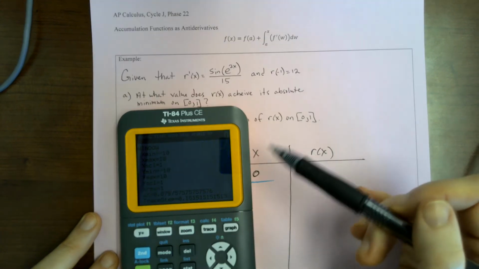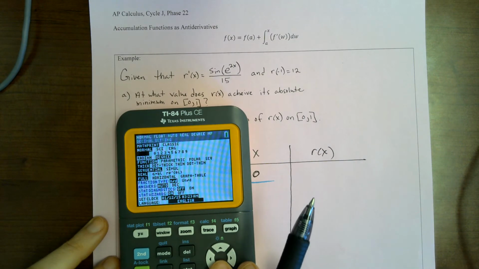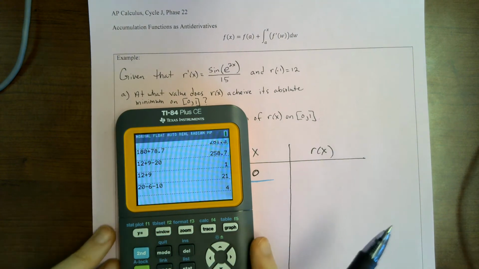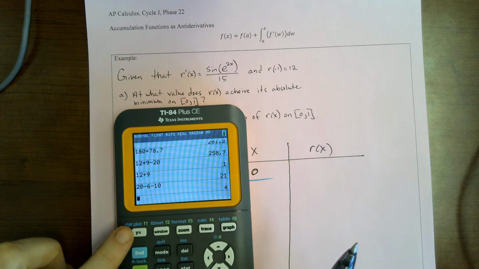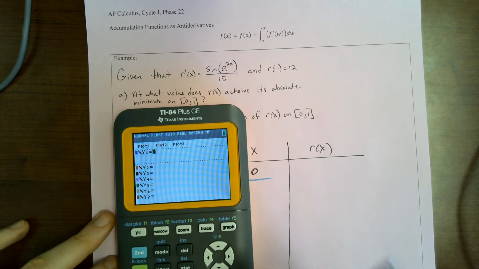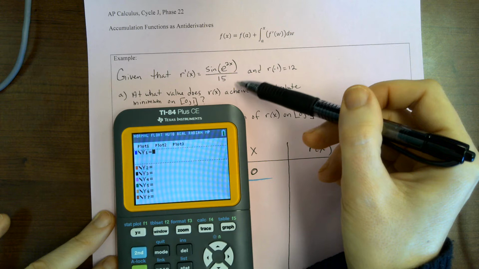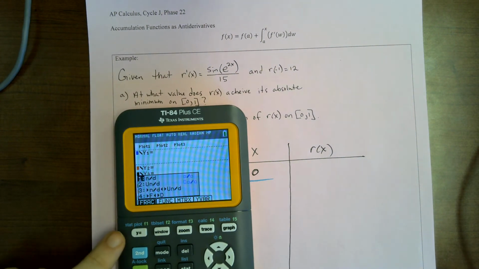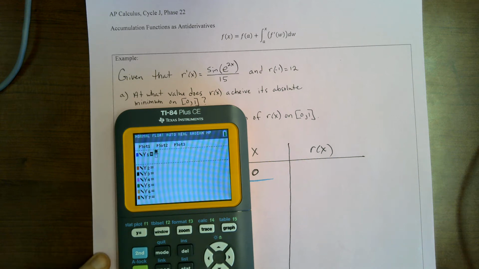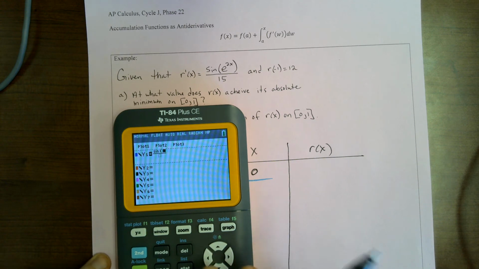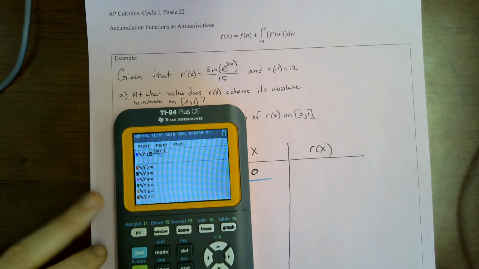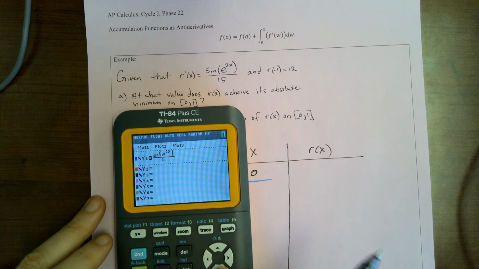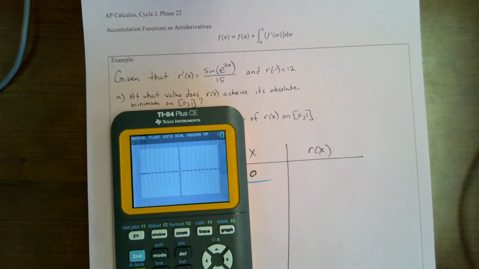And you need to be in radians. I am not right now, so I've got to go to mode, radians. On the AP Calc test, you want to be in radians the whole time, which I think is different than physics, so be careful. I want to graph this in y1. So this is sine of e to the 2x over 15. Let's graph it and see what it looks like.